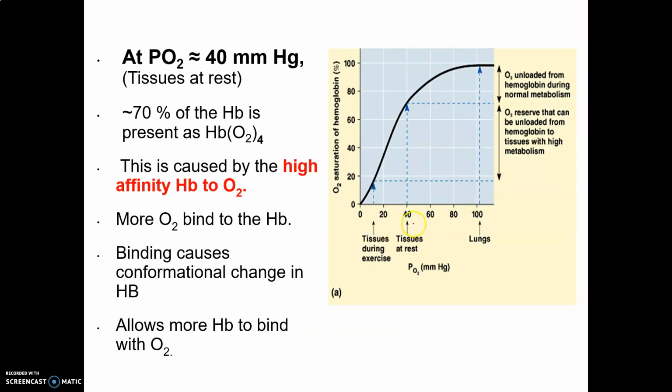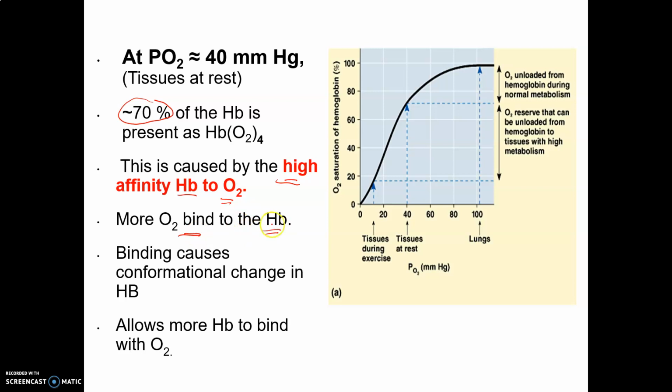Dan at 40 mmHg, apa yang berlaku ketika rest, hanya 70% of hemoglobin present as oxyhemoglobin, means that hanya 70% of hemoglobin yang bind dengan oksigen. Lagi 30% tu dia release oksigen kepada respiring tissue. Otherwise, walaupun tissue tu berehat, dia tetap melakukan cellular respiration. Kalau tak ada oksigen dekat tissue during rest, memang matilah tissue tu. Dan kenapa 70%? Because this is due to the high affinity of hemoglobin kepada oksigen. More oksigen akan bind dekat hemoglobin.